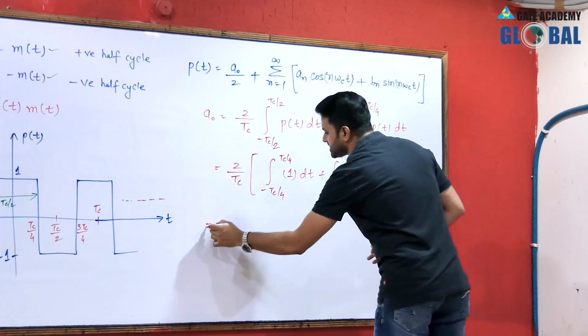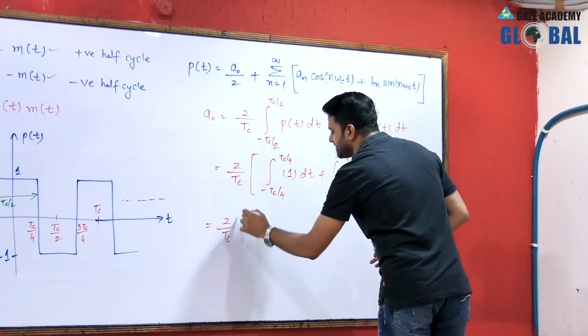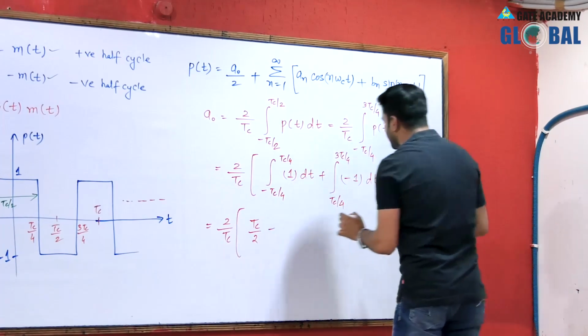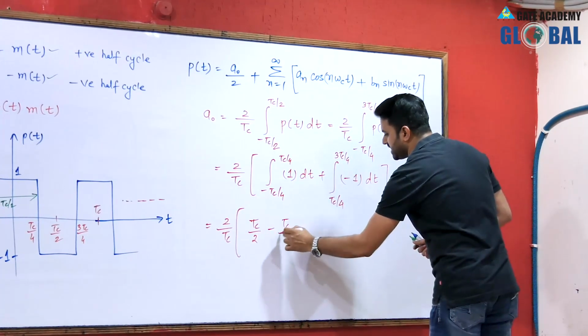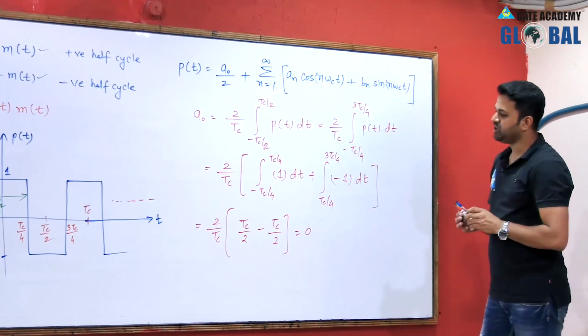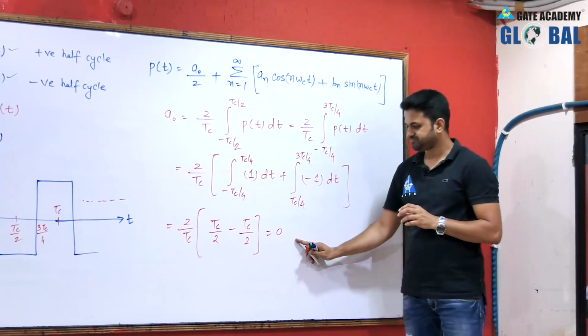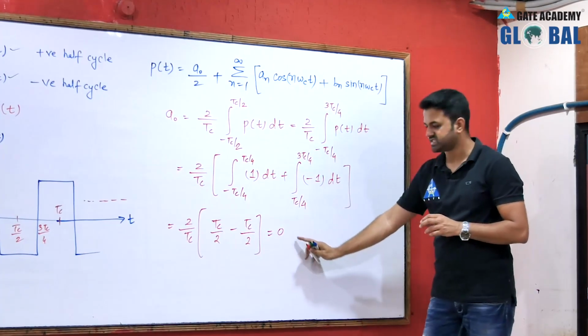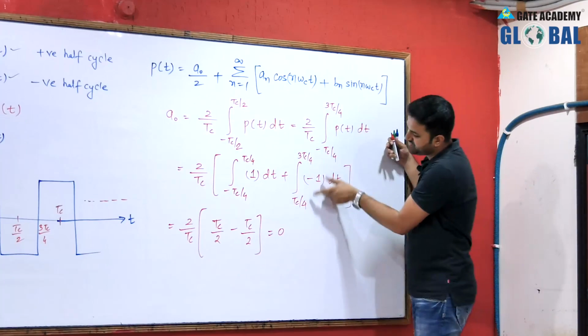If you solve this, you will get 2 by Tc. Here we get Tc by 2 with plus sign, and here we get minus Tc by 2, that means 0. So, the value of A naught is 0. Now, we have to calculate the value of An. If you integrate, you will find this Tc by 2, because this is half time period.